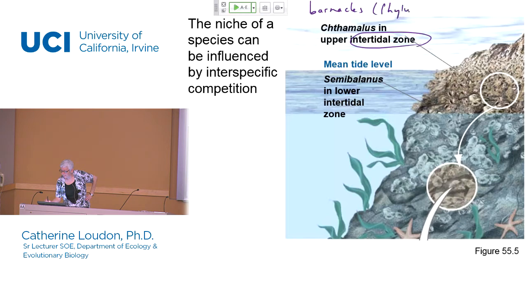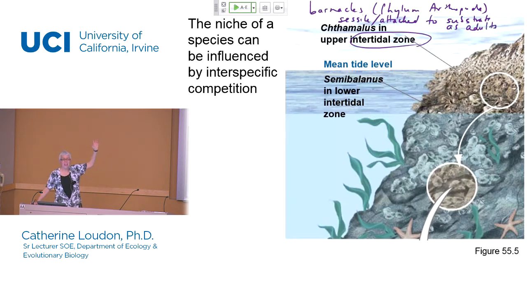Barnacles are within phylum Arthropoda, right? So this is the phylum that includes the crustaceans and the insects and the millipedes and spiders and scorpions and all sorts of other creatures. Barnacles are highly unusual arthropods in that they are sessile as adults. In fact, they are even attached to the substrate as adults. As immatures, they're planktonic, and then they land on a hard surface, such as the rocks shown here. They settle, they attach themselves to the rocks, and then they live there for the rest of their lives.